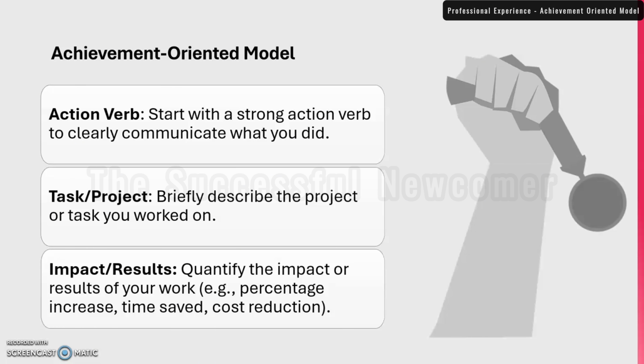However, if you decreased processing time and you were able to increase customer satisfaction, I would say start with increased customer satisfaction by decreasing processing time, just so if somebody who is impatient is reading, or if the ATS is not well set up. So your impacts will be things like time saved, cost reduction, percentages, and things like that.